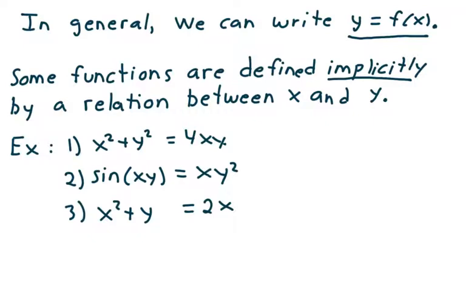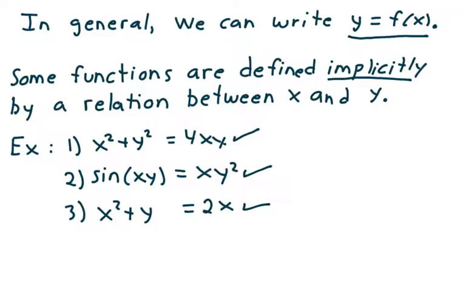For example, on number 1, we have x squared plus y squared equals 4xy. Sine of xy equals xy squared, that's number 2. And x squared plus y equals 2x. So notice here that the functions are defined implicitly. Notice how x's and y's are mixed up together on one side of the equation.